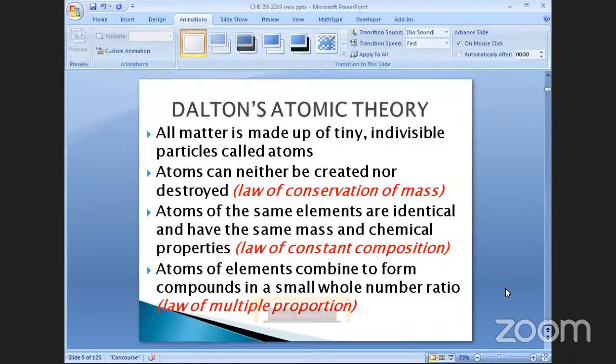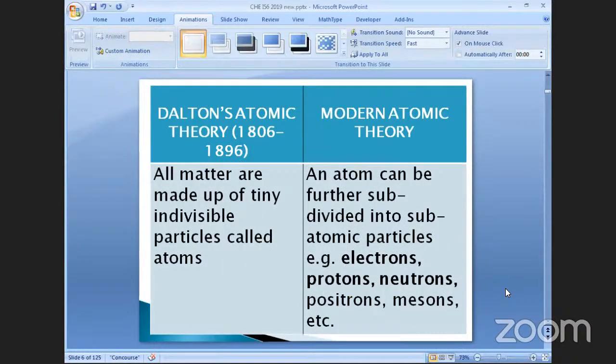Are you with me? We are saying that the same atoms of the same elements are identical. We are not considering the fact that we have C12, that's carbon 12, and carbon 13. Even though they have similar properties, they are still a bit different, because one of them will have more neutrons than the other. So that gives rise to the next slide, which is the modern atomic theory.